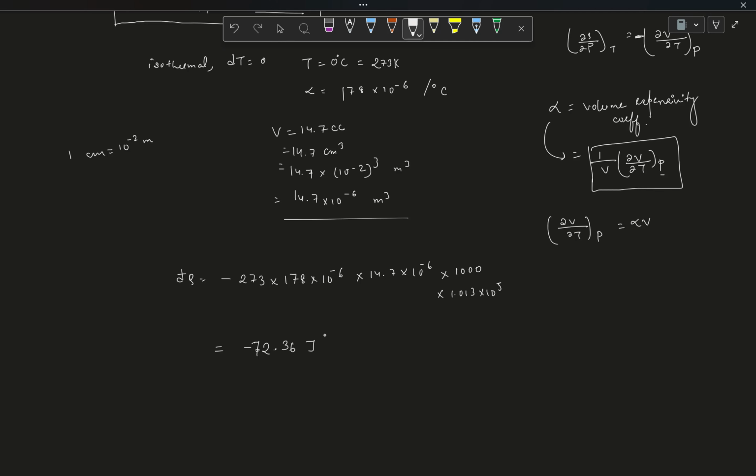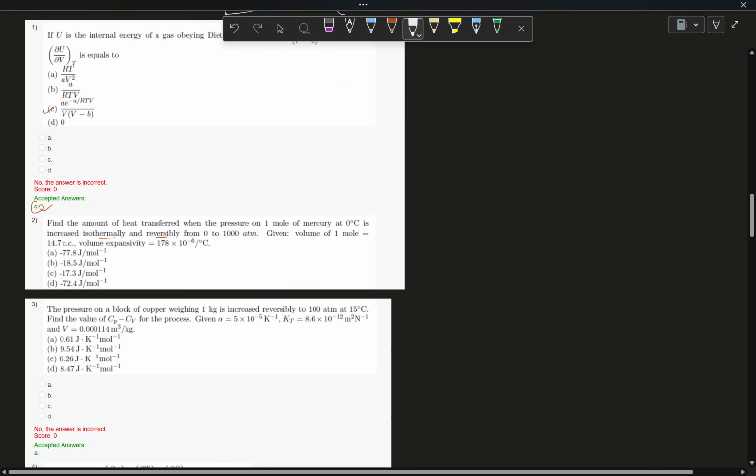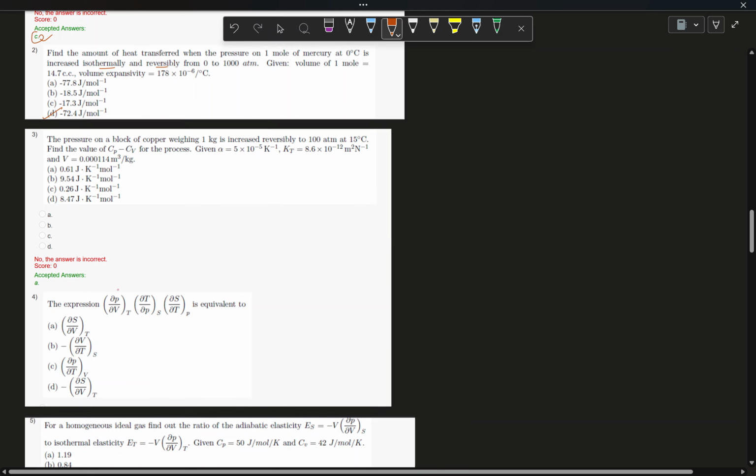Minus 72.36 joule. This is your answer of how much heat is needed in the process, and you can match that. This will be your option number D. So let us check. Question number 2, this is what we have got. So option number D is the correct answer.